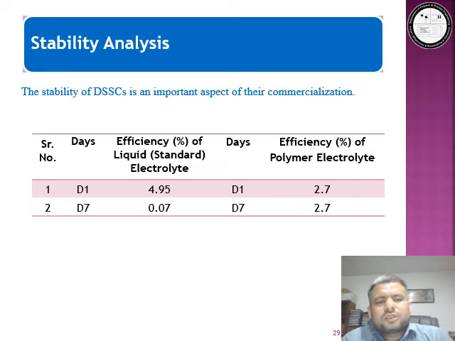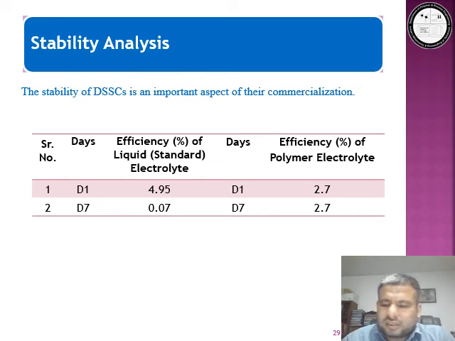This table shows that the liquid electrolyte based DSSC shows higher efficiency of 4.95% at the start, which is superior to the device fabricated with polymer gel electrolytes. However, after a week, the efficiency of polymer gel electrolytes based DSSC remains stable, while the efficiency of conventional DSSC approaches zero. The stability of DSSC is an important aspect of their commercialization. Thus, the fabrication of DSSC using polymer gel electrolyte is an easy way to enhance the stability of DSSC.